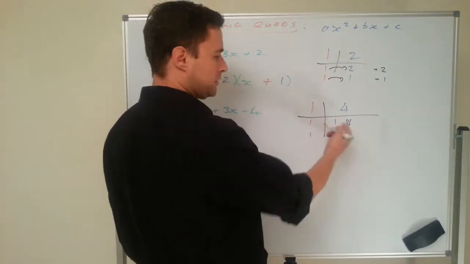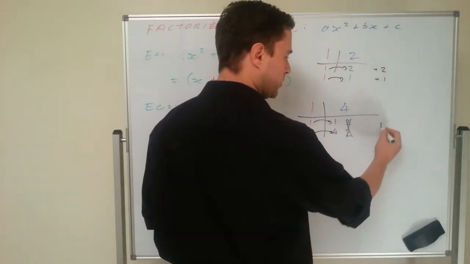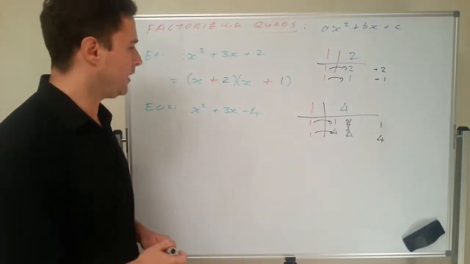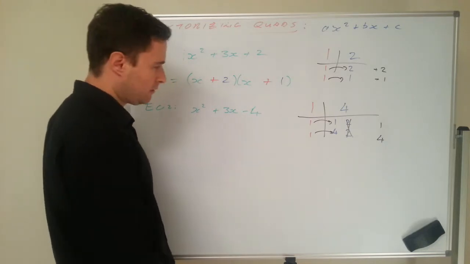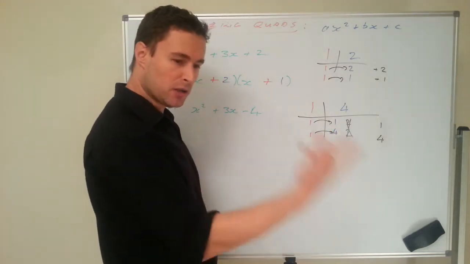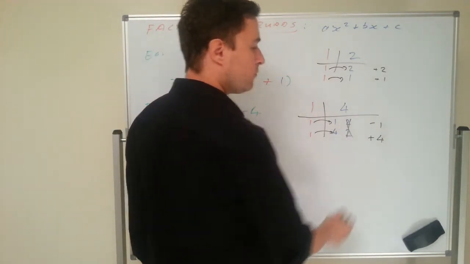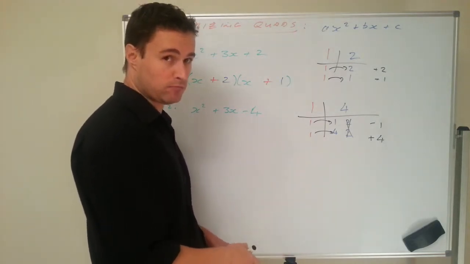So my only option is this: 1 times 1 and 1 times 4. So 1 times 1 is 1, 1 times 4 is 4. And I stop. And I say, great. I want now to be positive 3. Okay? It has to be positive 3. How do I combine 1 and 4 to make positive 3? Well, if I do positive 4 and negative 1, I will get positive 3. 4 minus 1. You with me?